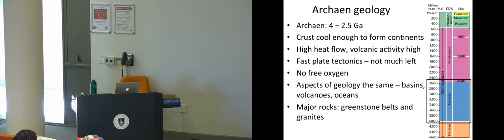But then other aspects of geology were the same. We had ocean basins, we had volcanoes, we had oceans, we had erosion, and the deposition of sedimentary rocks. And these rocks are known as greenstone belts. And the other major component of Archean geology are granites. And these granites and greenstone belts kind of go hand in hand.